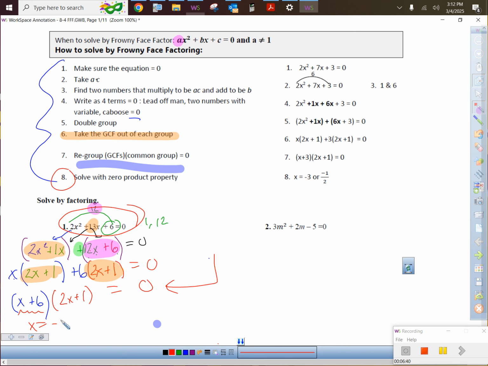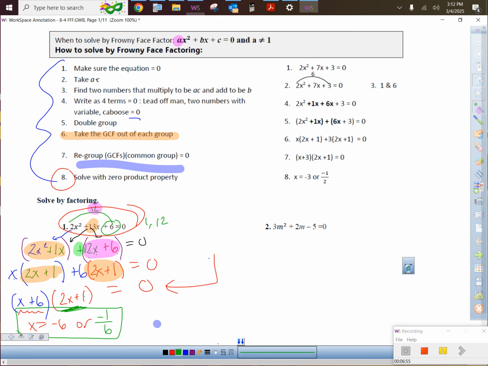If x is negative 6. Or what value of x makes this group 0? That's back to that trick we talked about a couple of days ago, the opposite of this over that, so negative 1 over 6. There's the answer to that quadratic: x could be negative 6 or x could be negative 1/6. Wow. Holy cow, that was a lot.